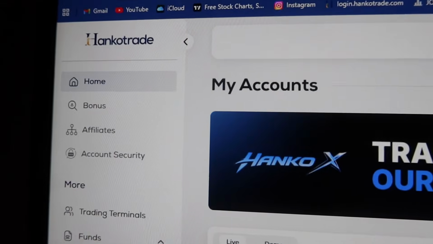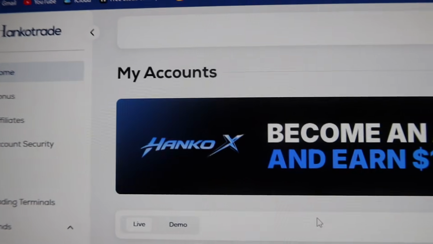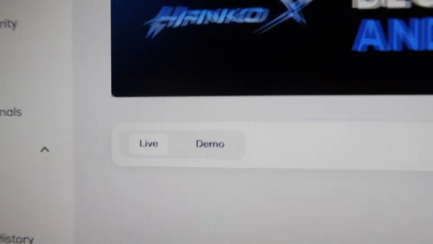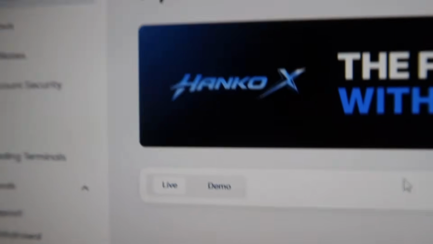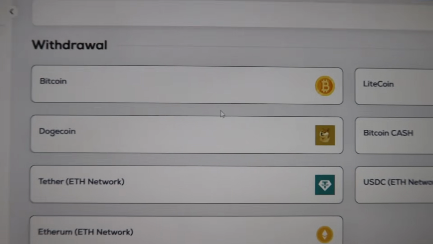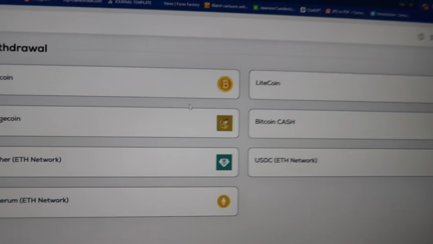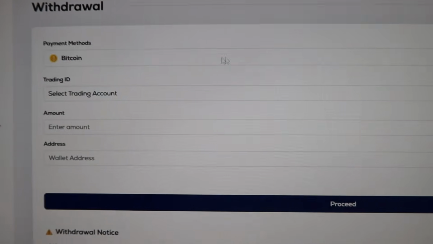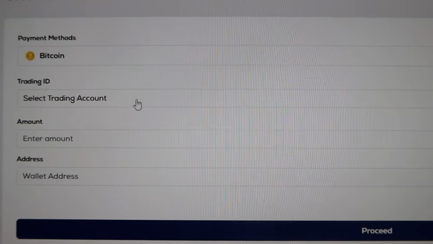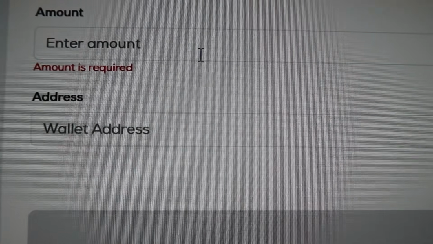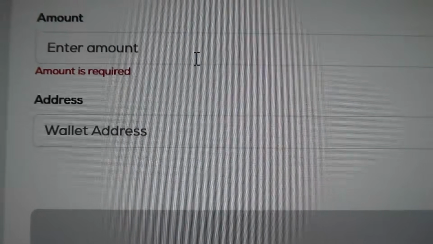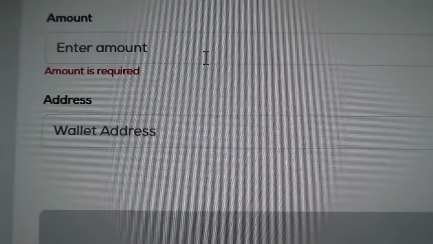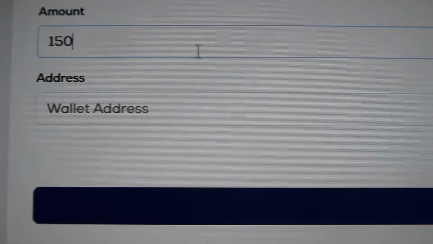Okay, so currently I am logged into my broker. I am on my accounts page on the live tab. As you can see, I don't expose my account numbers, but this account says live. And I am gonna do a Bitcoin withdrawal. You can withdraw whatever you want, but I like using Bitcoin. I'm gonna select my trading account number. So next I'm gonna put the amount that I'm looking to withdraw. I'm gonna withdraw 25% of what I made this week, but I just rounded up to 150 because why not?